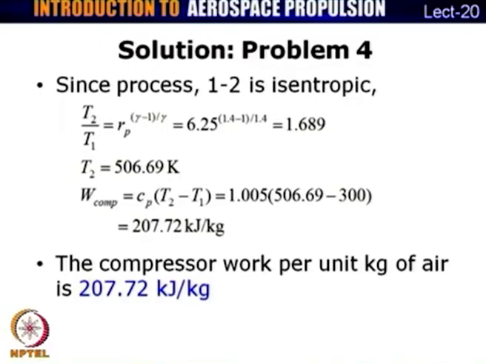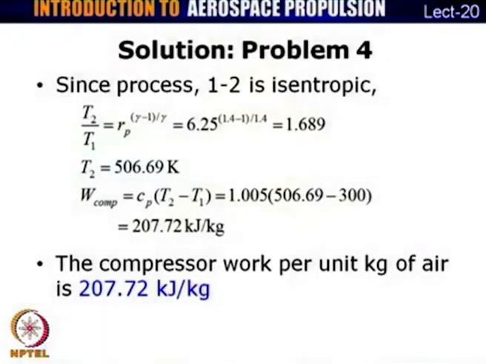Here we will assume that the working medium is air, and therefore, the pressure ratio is given as 6.25. Hence, T2 by T1 is equal to 6.25 raised to (1.4 minus 1) by 1.4, that is 1.689. Hence, T2 is 506.69 Kelvin.